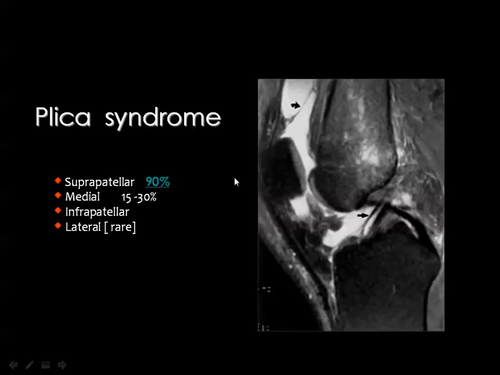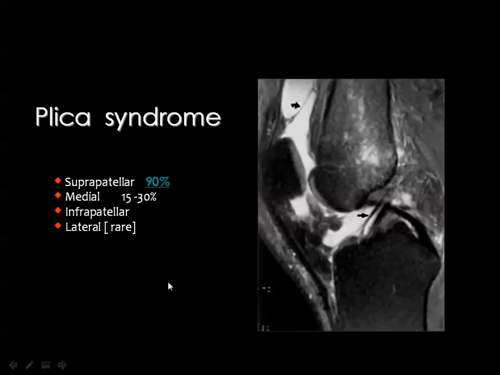Then the plica is a band of synovial thickening coursing through the synovial spaces. The most common one is located suprapatellar. And this is an example. This is the patella, and this is a band of synovium crossing above the patella. Of course, you cannot see the synovial plica unless there is synovial effusion. Then you look in the T2 weighted images, and you can see a band like this. This is known as suprapatellar plica.